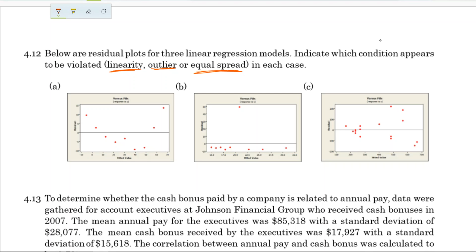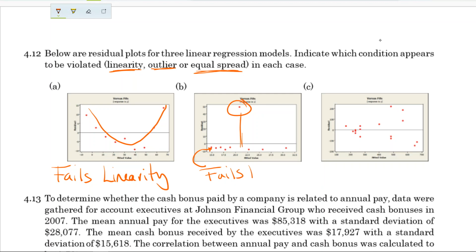Okay, so this first one is bad for a very specific reason. Do you see the little hoop pattern here? It's got a pattern, and in particular it's not linear. So this fails to be linear. Okay, see this guy hanging out by himself? And then all these dudes down here? This looks like it fails equal spread very badly because I don't have an equal number of points above and below. Specifically because one of them is really far off from the other because it has an outlier. So this fails because of an outlier.